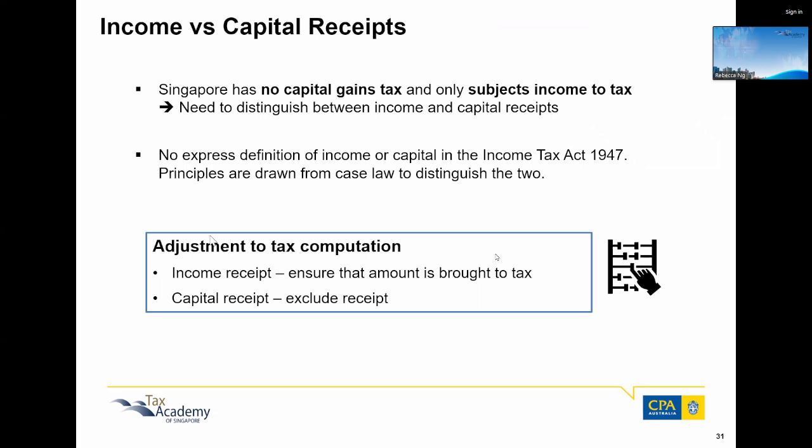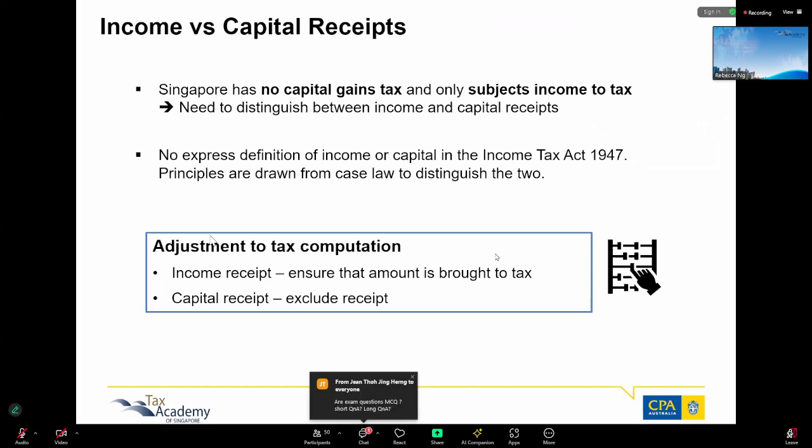And capital receipts are not subject to tax. So what if the receipts are included in the profit and loss account? We always look at the profit and loss account because our tax computation always starts with the net profit before tax. If these receipts have been included in the profit and loss account and are of income nature, we will not make any adjustment. If they are of capital receipts nature, we will have to exclude them, all right?